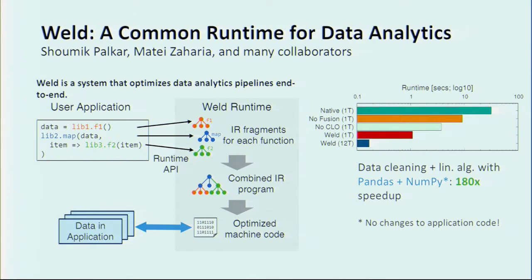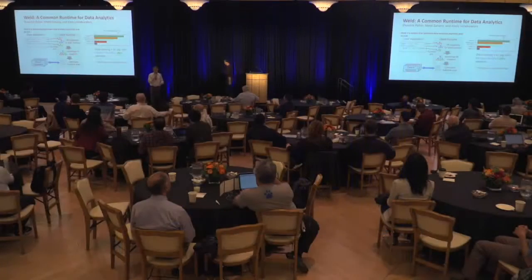So Weld generates code and automatically applies classic techniques such as loop fusion, vectorization, and parallelization on these end-to-end pipelines, and gives some pretty substantial speedups. If you want to learn more, come see the poster. Thanks.